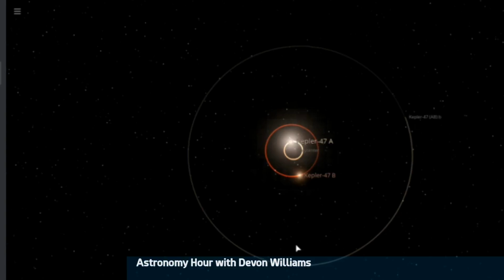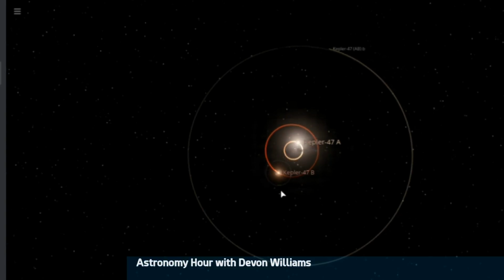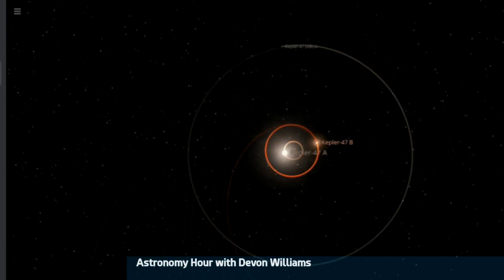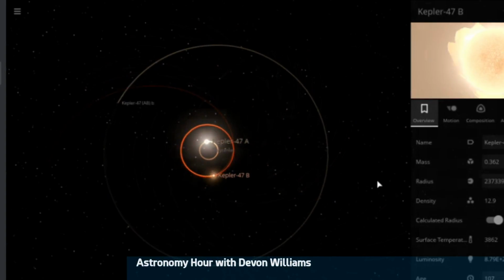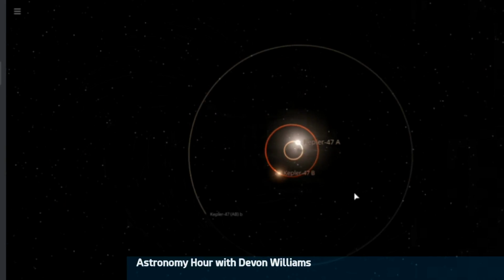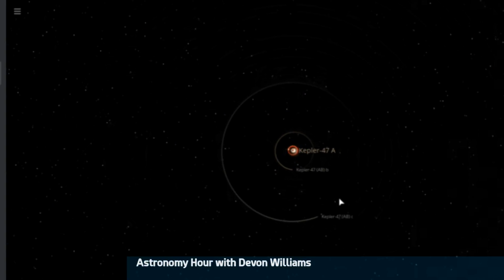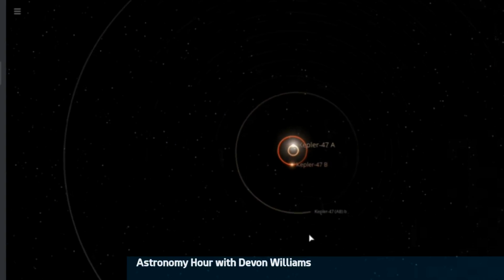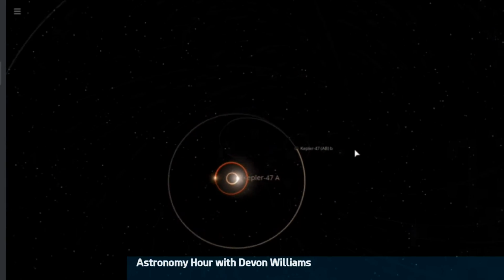We have Kepler 47a, which is about 1 times the mass of the sun. And we have Kepler 47b, which is pretty much a red dwarf. It's about 3/10 of the mass of the sun. It's really not much. And this system actually has 2 planets going around it, surprisingly enough. We have Kepler 47ab-b, which I think is just a phenomenal designation.